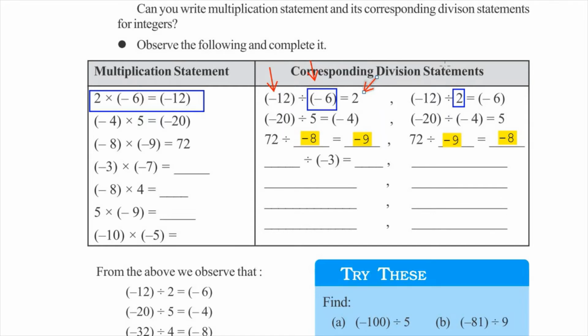Similarly, when you divide minus 12 by 2, you have to get minus 6. So here we are observing a pattern, that is, whenever we are dividing a negative integer by a negative integer, the answer is positive. Whereas whenever we are dividing a negative integer by a positive integer, the answer is negative.